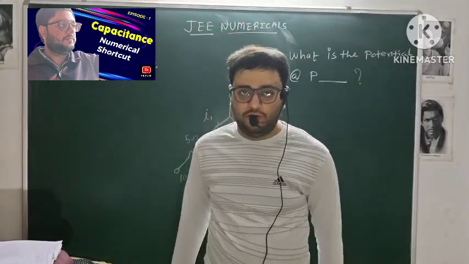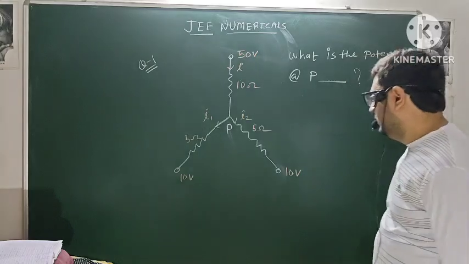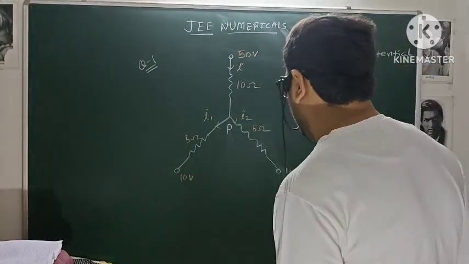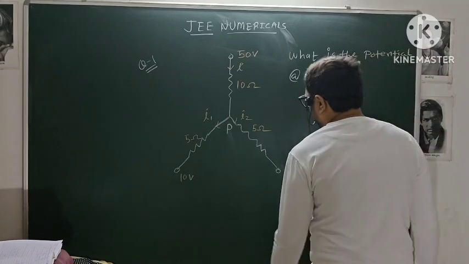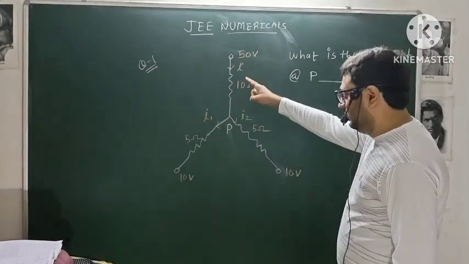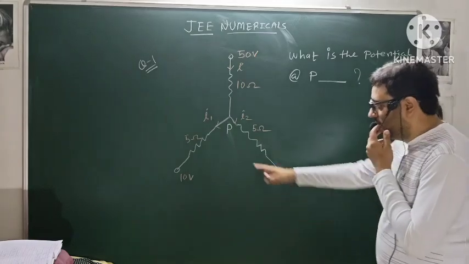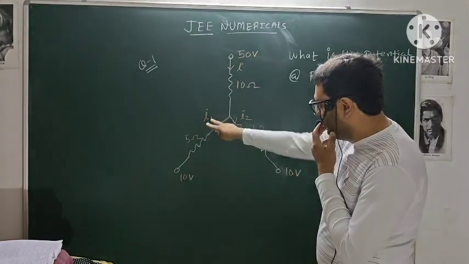Today we are going to start JEE numerical practice. Here is one problem that we have been given, which comes from current electricity. We have three branches. From the first branch, current I will pass, and from point P it will divide into I1 and I2.